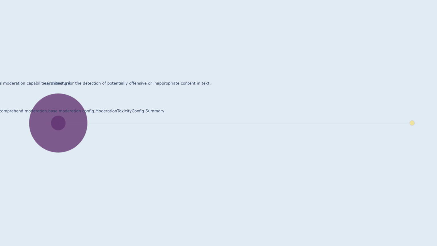This configuration utilizes Amazon Comprehend's moderation capabilities, allowing for the detection of potentially offensive or inappropriate content in text. It leverages Amazon Comprehend's pre-trained machine learning models to analyze text and identify potential issues. The ModerationToxicityConfig class allows users to customize the moderation process by configuring parameters such as the sensitivity level, the specific types of toxicity to detect, and the actions to take when potentially toxic content is detected.